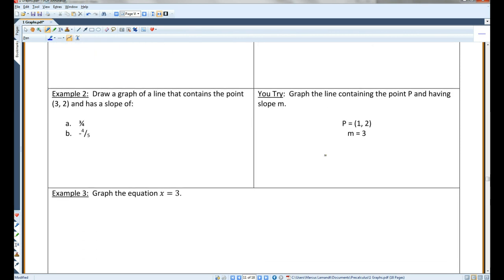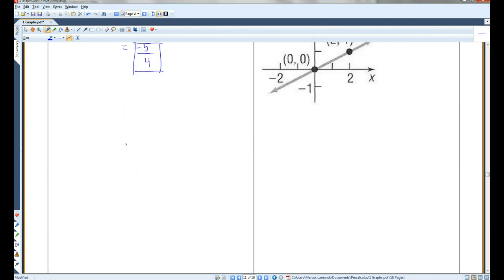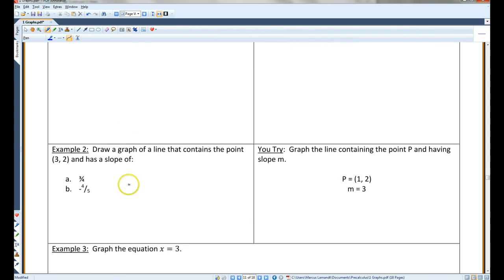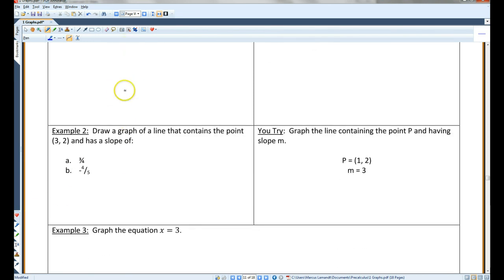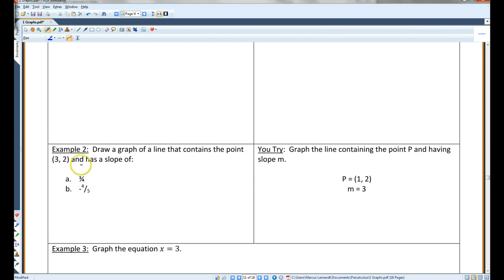Alright, draw a graph of a line that contains the point (3, 2) and has a slope of 3/4 and negative 4/5. I think I meant to give this one a bigger box and this one a smaller box. So what I'm going to do is part A up here. I'll just draw a little arrow. That's not such a straight line. There we go. I'll just do part A up here and I'll do part B down here.